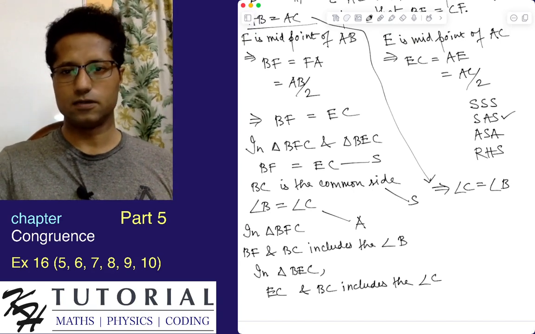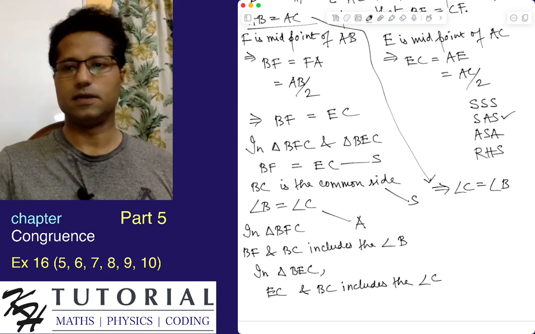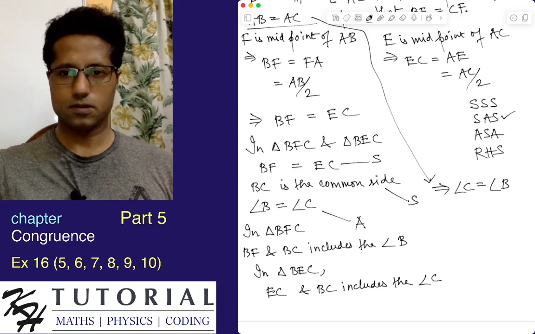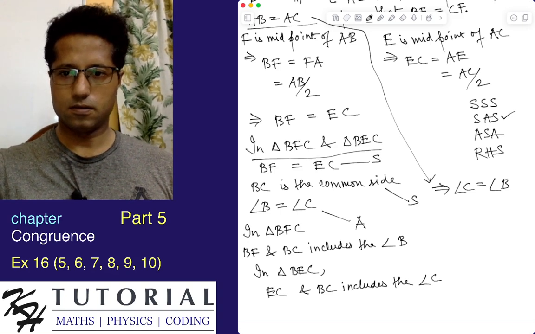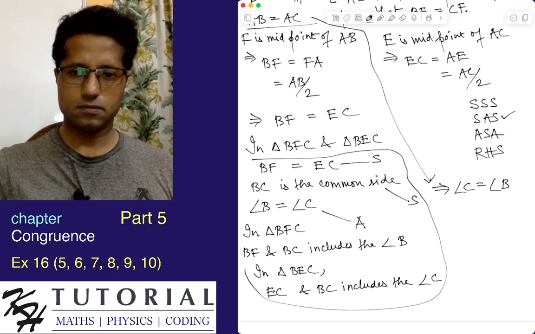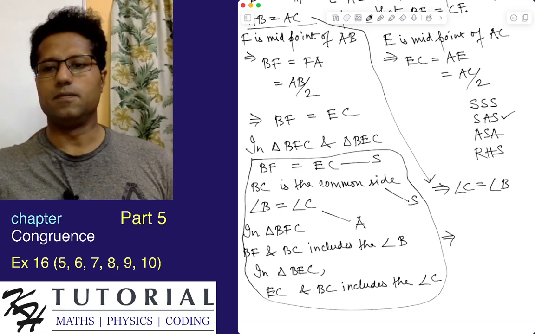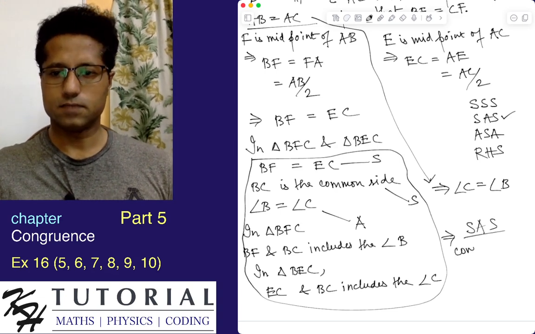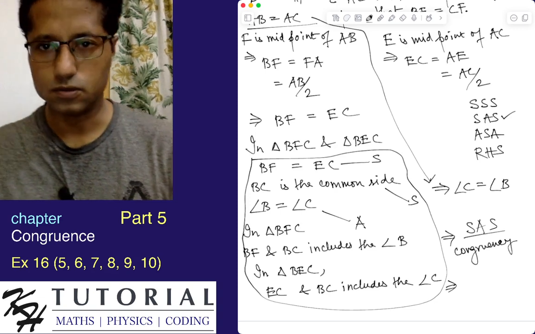So these are the three matching parts, and this falls under the category of SAS, that is two sides and the angle included between them. So this information clearly implies we can apply SAS congruency. So this will imply the two triangles are congruent.